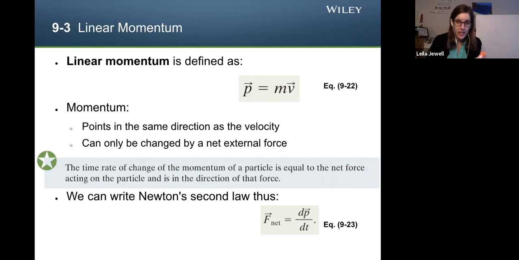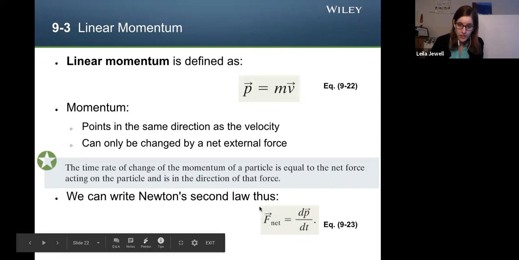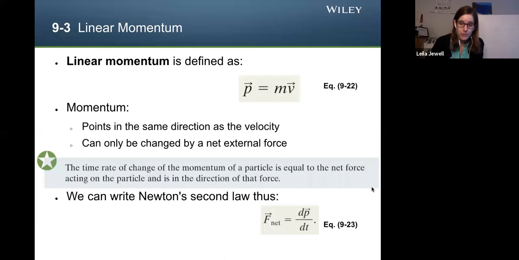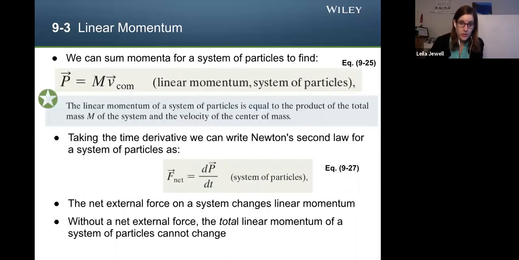So a way to write that very wordy sentence mathematically is you can say that the net force, F net, is equal to the derivative with respect to time of the momentum. So the rate of change of momentum with respect to time, where this is still a vector equation and the directions here do matter.